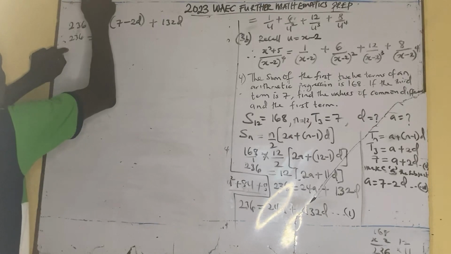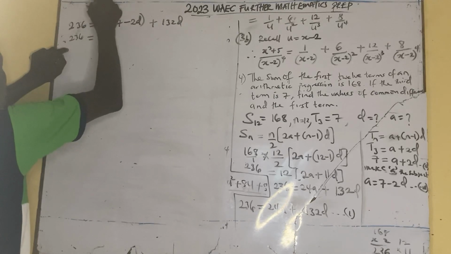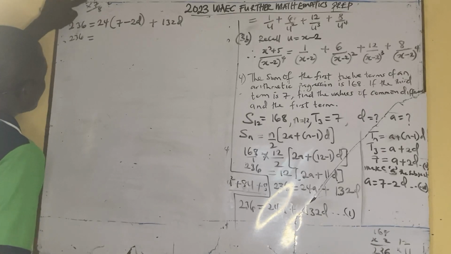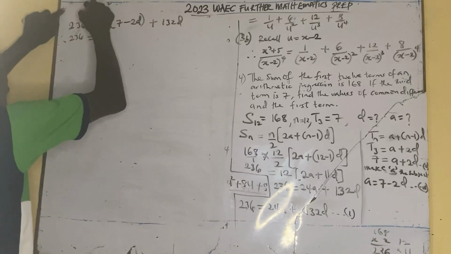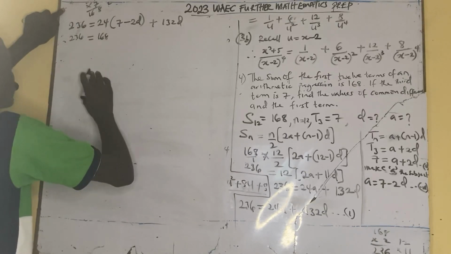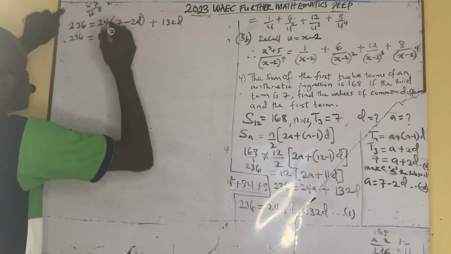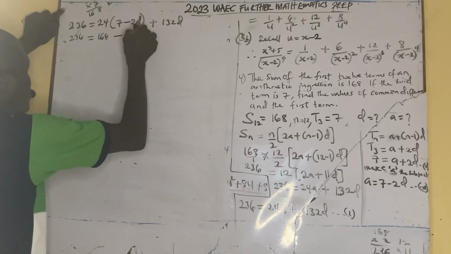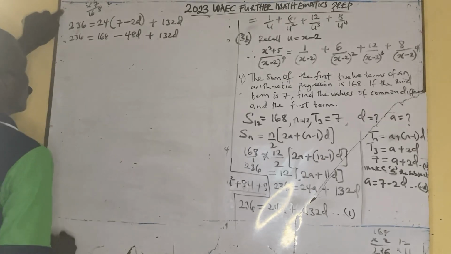Quickly do that one. 4 times 7 will be 28, then 7 times 2 will be 14, 14 plus 2 will be 168. Then minus, 24 times 2d will be 48d, plus 132d. Okay, I'm following.